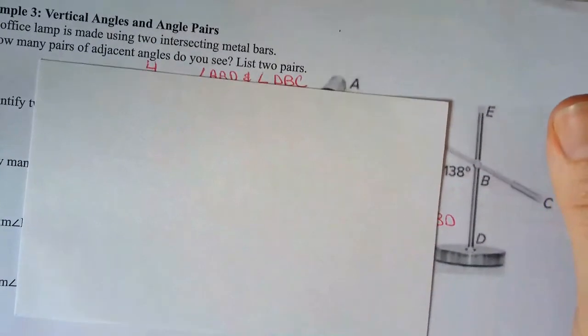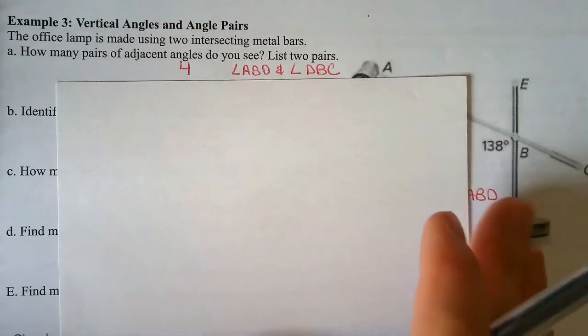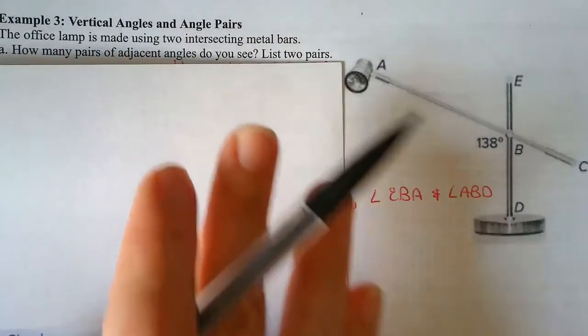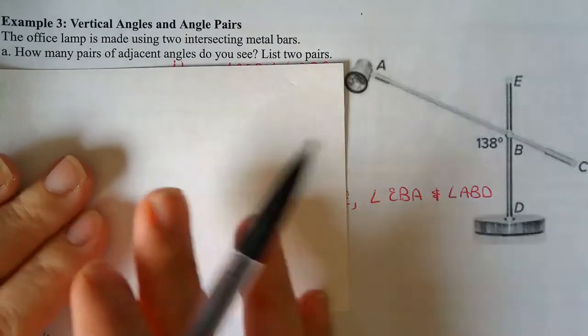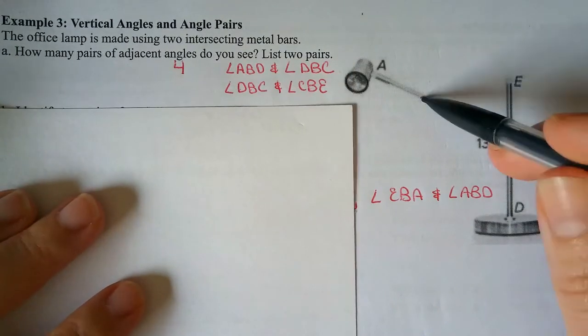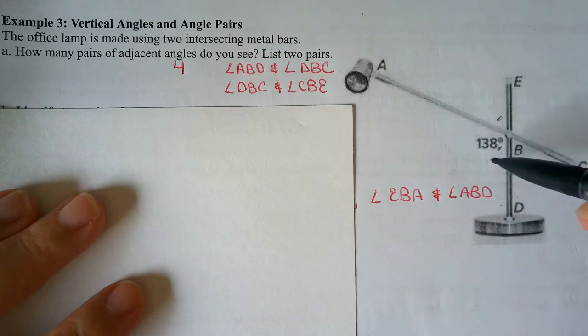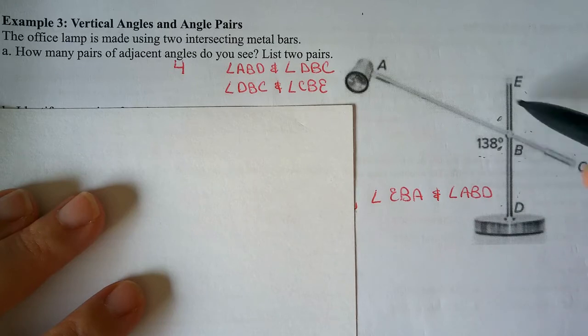All right, let's see if we can work through this last example together. So example 3, the office lamp is made using two intersecting metal bars. How many pairs of adjacent angles do you see? List two pairs. So adjacent angles mean they need to be next to each other. So there's lots of pairs here. So I picked ABD and DBC. So those two right here. And then I also named DBC and CBE. It wanted to know how many pairs there would end up being: 4 pairs, because I can go all the way around naming those.